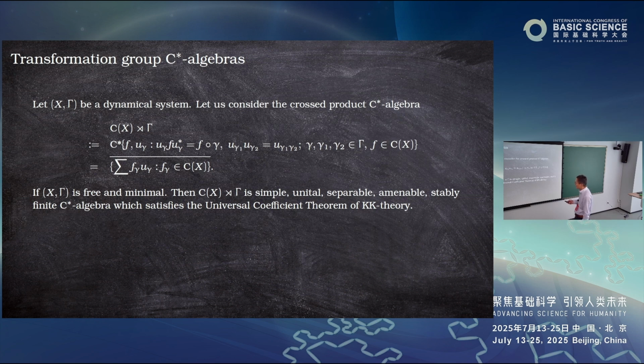Stably finite means that, in this case, it corresponds to the existence of a trace. Because this is an amenable group, you are going to have some invariant probability measures that give you a trace on this C-star algebra. And this algebra also satisfies some regularity properties from KK theory. So from KK theory, this algebra is also very good. So this algebra is a nice object.